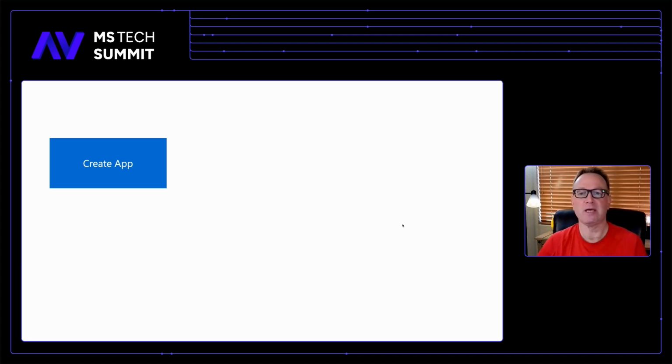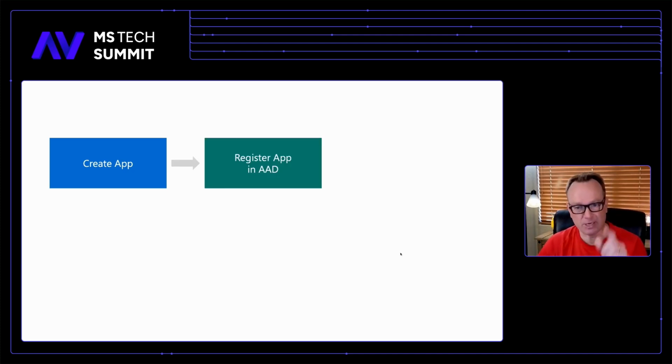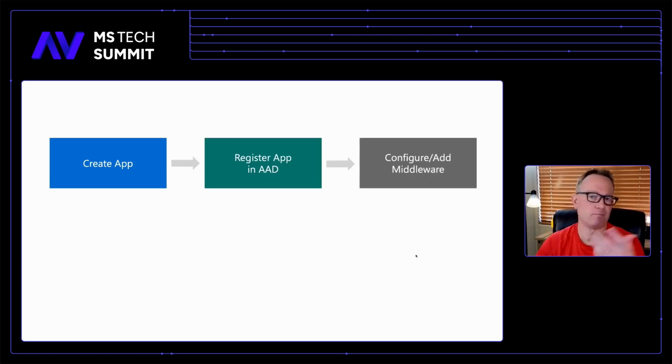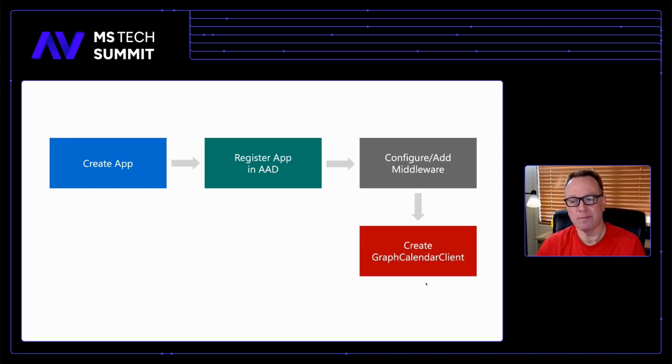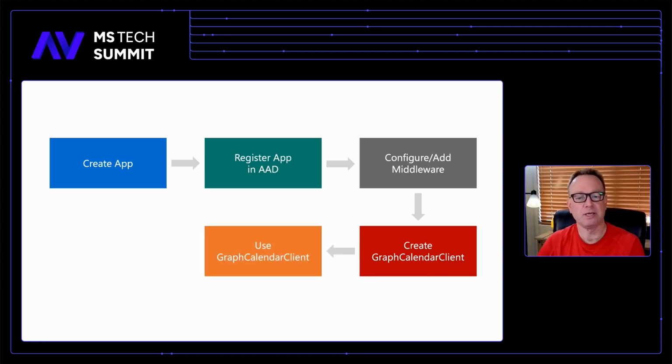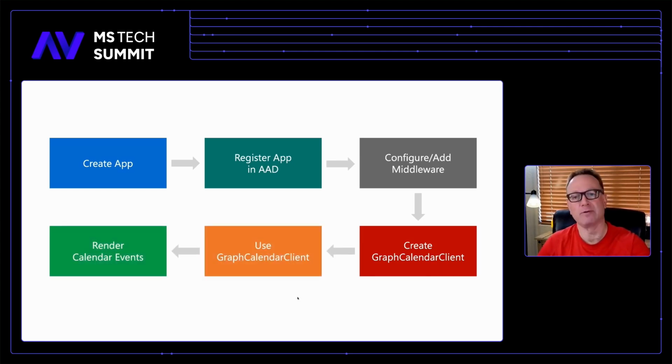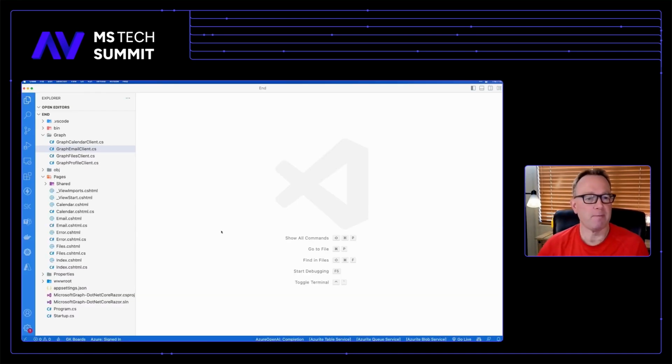But we're going to do the same thing as you just saw. We're going to have the app. We're going to register that app in Azure Active Directory, in this case, just once. Add that middleware you already saw. And then now we're going to use a custom graph calendar client, which I'll show you in a moment, to actually call the API and then render the calendar events. Okay. So if we jump on back, you've already seen the middleware part, right?